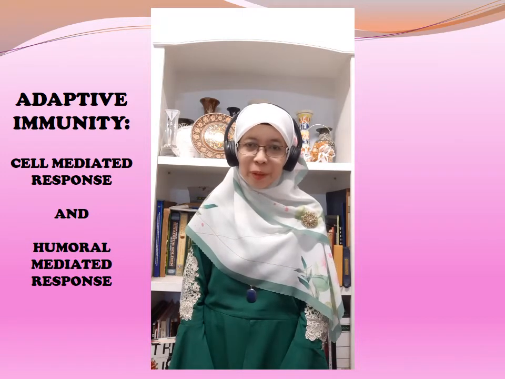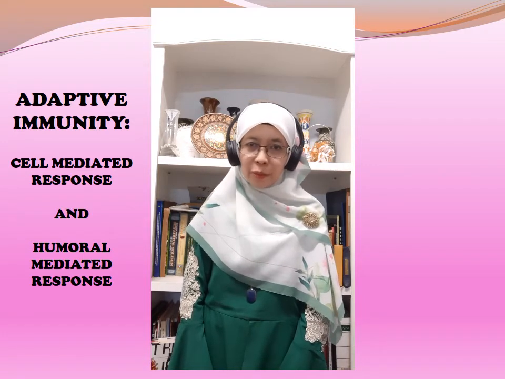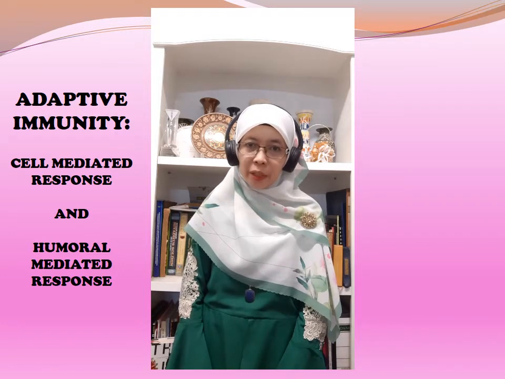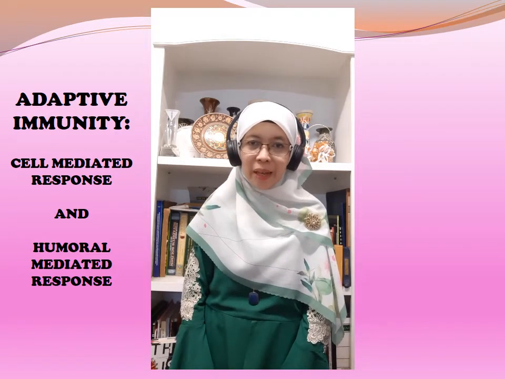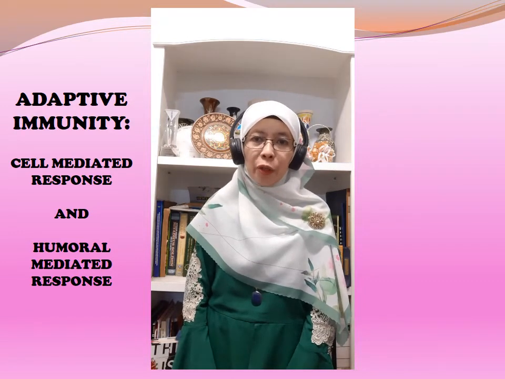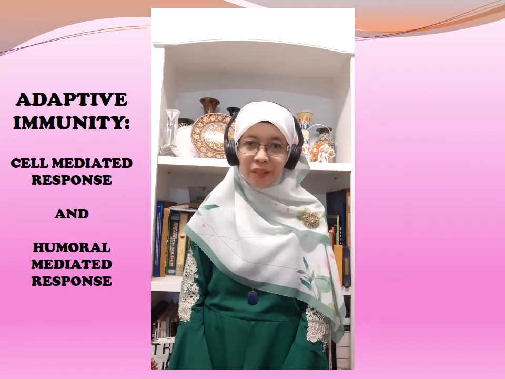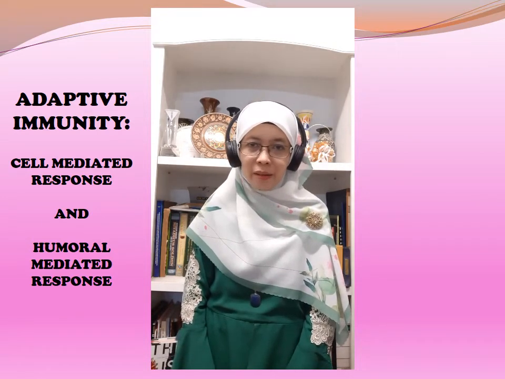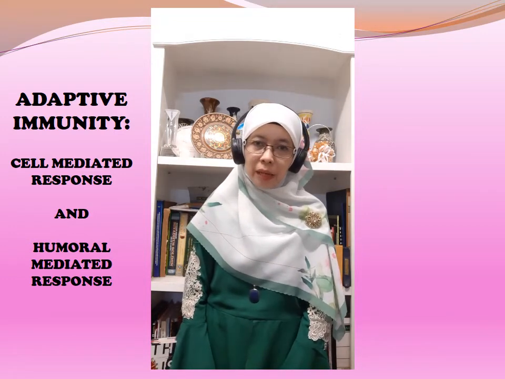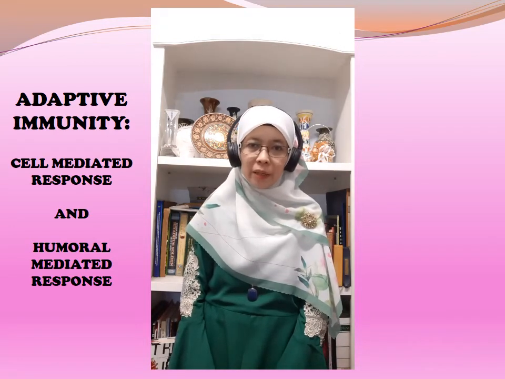In this video, we're going to focus on the adaptive immune response. For the adaptive immune response, there are two types. One is cell-mediated immune response and another one is humoral-mediated immune response. But I'm going to focus on the cell-mediated immune response. For the cell-mediated immune response, there are two types of cells that are very important, which are the T helper cells and T cytotoxic T cells. But for T helper cells, it's very important as well to trigger both the humoral and cell-mediated immune response.